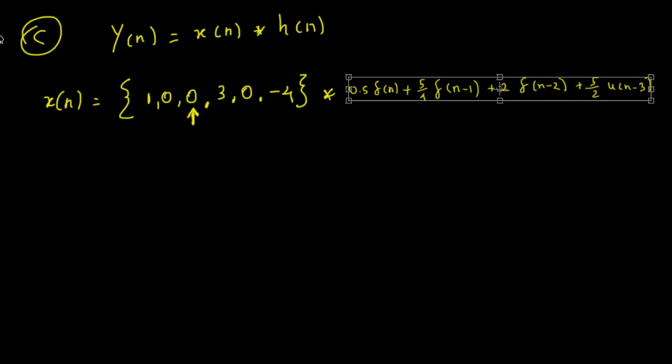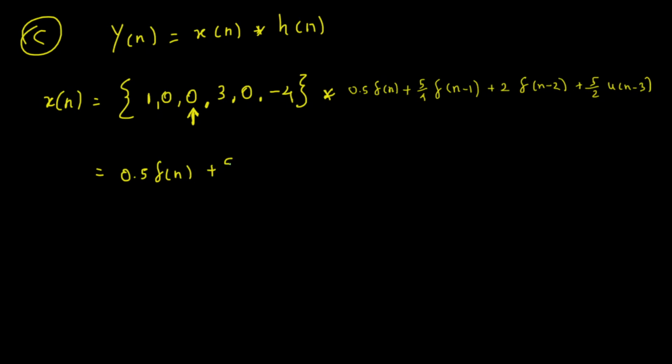Okay, so I copy pasted it here. So now what we do is we multiply each term and then add them together. 1 times the first term is going to remain the same because we are multiplying everything by 1. So we are going to end up having 0.5 delta of n plus 5 over 4 delta of n minus 1, and then plus 2 delta of n minus 2, then 5 over 2 u of n minus 3.